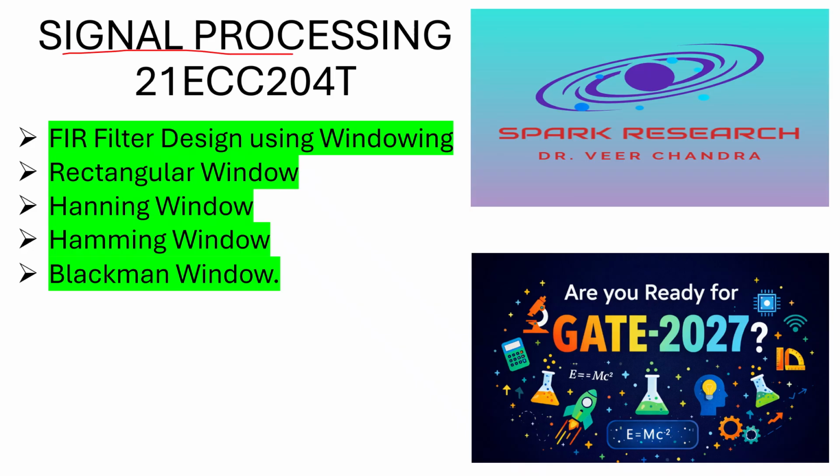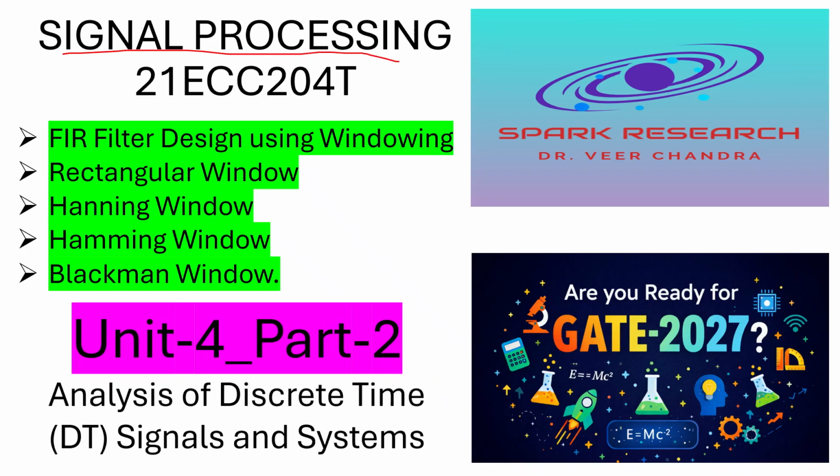Here is another session for this particular course, Signal Processing. In this session, we are going to talk about the analysis of discrete time signals and systems. This part belongs to Unit 4 only, and this is the second and the last part of this Unit 4.